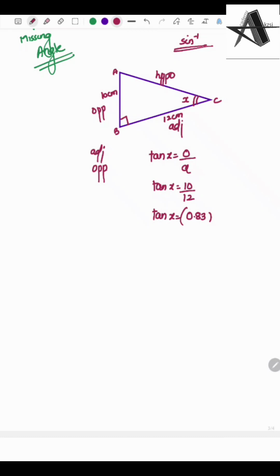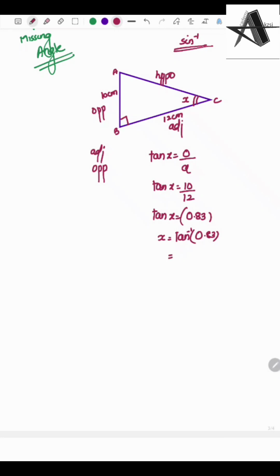Now, what do we have to do? We know that tan x is equal to 0.83. But after that, to calculate x, I need to take the inverse. That means x will be tan inverse 0.83. If it would be sine, it would become sine inverse 0.83. Whichever inverse you are using will change the angle completely. So tan inverse 0.83, that's the correct way.